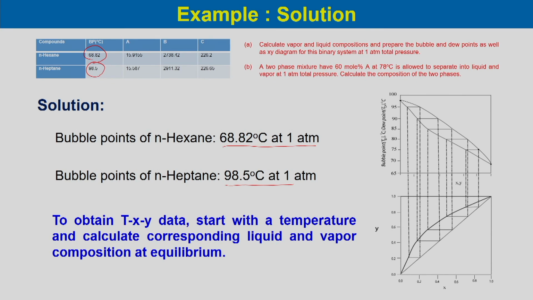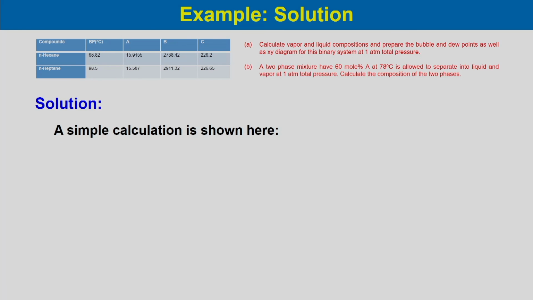To obtain this curve, the Txy data, start with a temperature and calculate the corresponding liquid and vapor composition at equilibrium. So, we have to start at a particular temperature. A simple calculation is shown over here. Now, consider that T is equal to 75 degree centigrade, which is any point between 68 and 98.